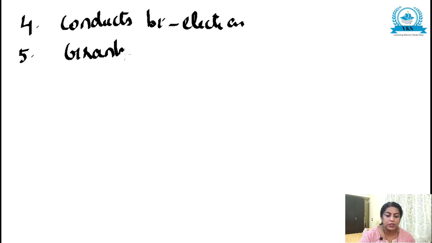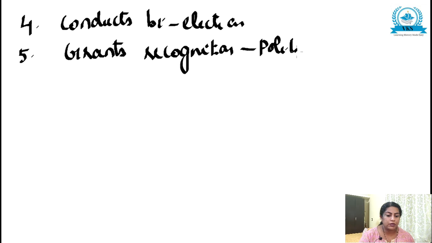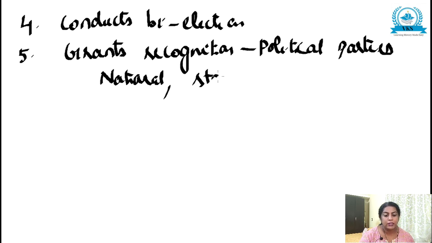Now the fifth one: it grants recognition to political parties. The Election Commission grants recognition to political parties as national and state level parties. This recognition is given by the Election Commission.